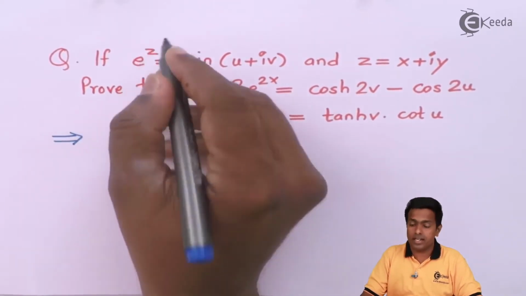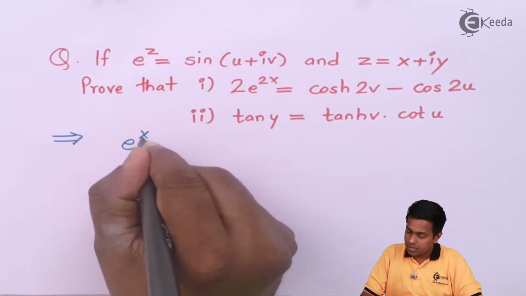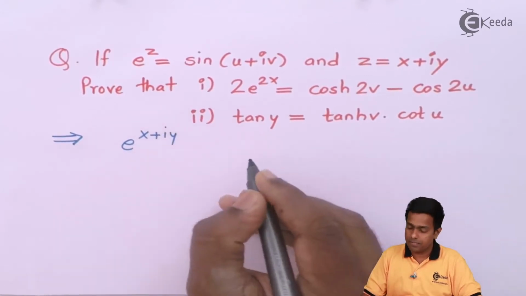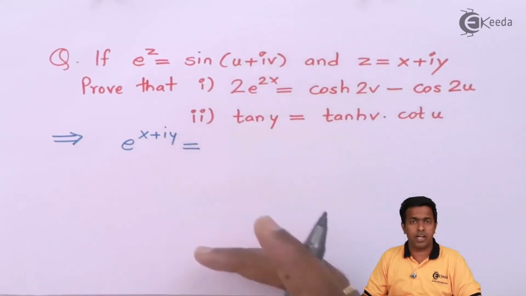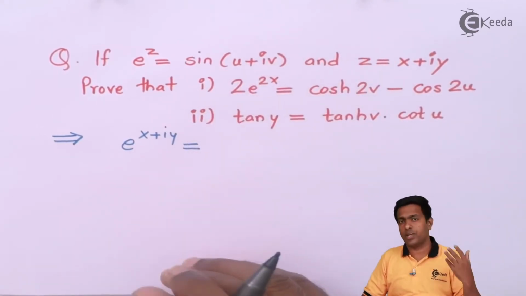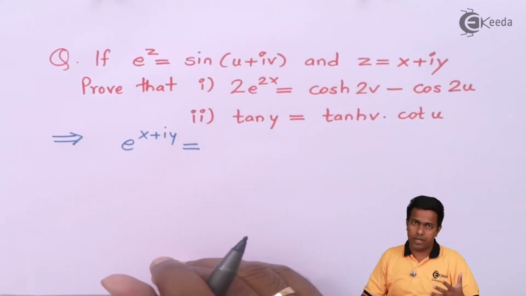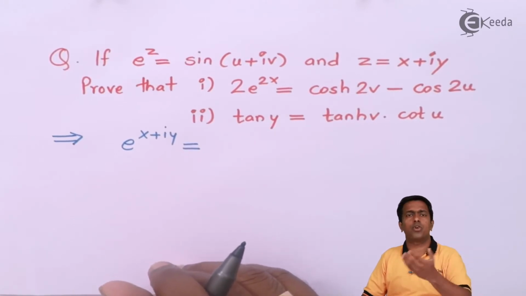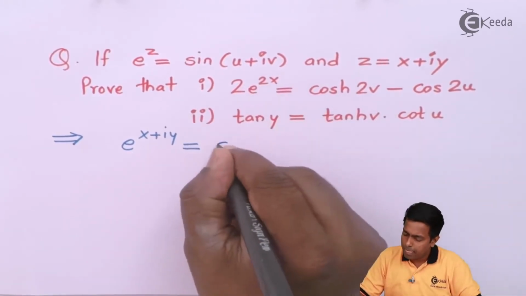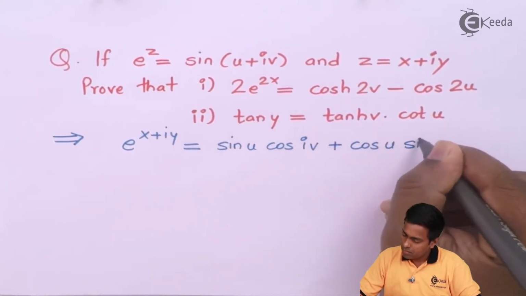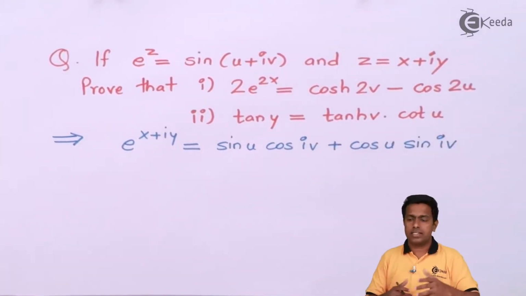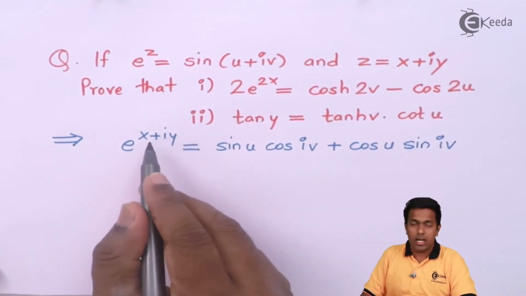So here e to the power z is e to the power x plus iy, which is equal to sin(u plus iv). So let's expand this. We know the formula for sin(a plus b), so I'll apply that formula, which is sin a cos b plus cos a sin b. Now guys, let's solve this. So here I'll separate it.